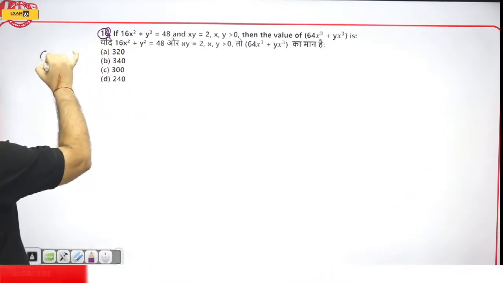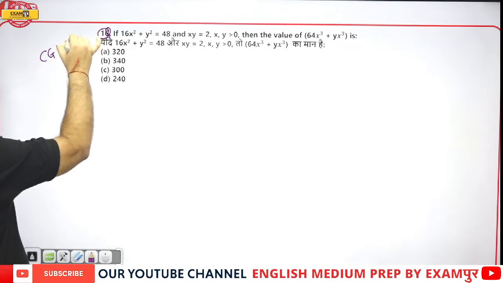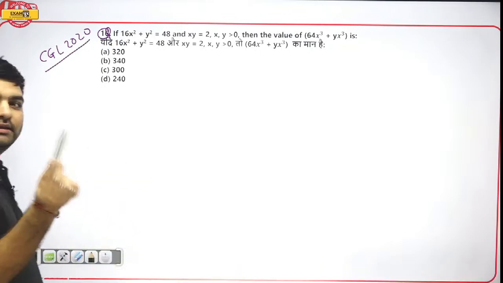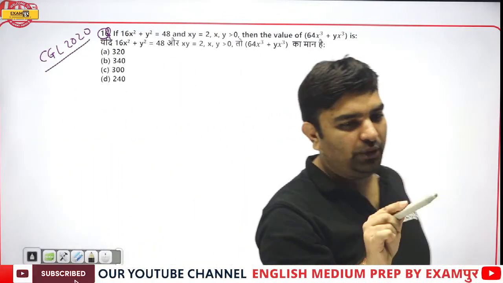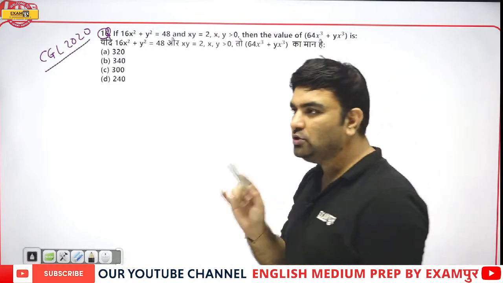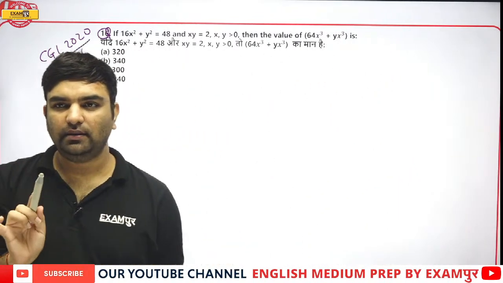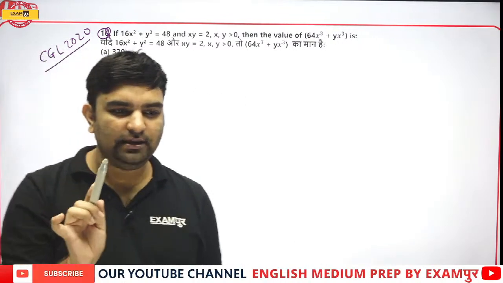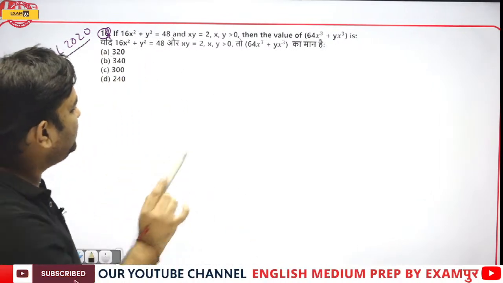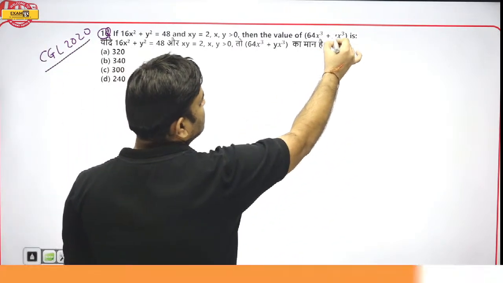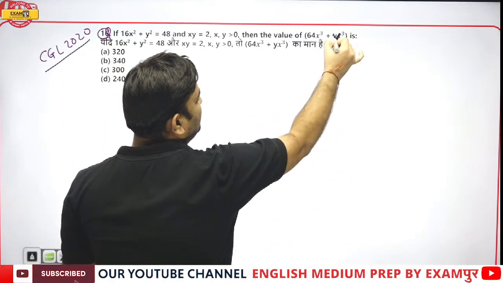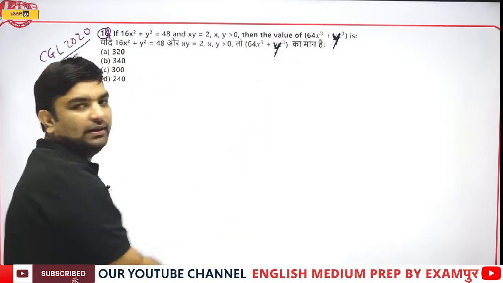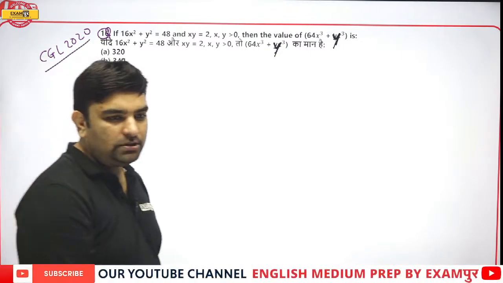This is, I think, a CGL 2020 question. And the path question was also CGL 2020. Y cube. Yeah, Rashmi, I think you are saying correct. It should be like this only.